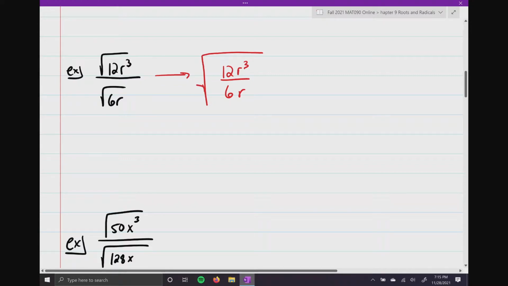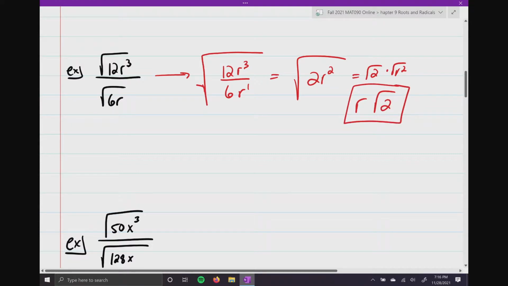The reason why I did that is I noticed two things. First, 12 divided by 6 is going to be 2. And the second is r to the third divided by r to the first. I can use my quotient rule. R to the third divided by r to the first is really just going to be r to the second. So now from here, I can simplify, because I could break this up as the square root of 2 times the square root of r to the second. And we know that the square root of r to the second is just r times the square root of 2.